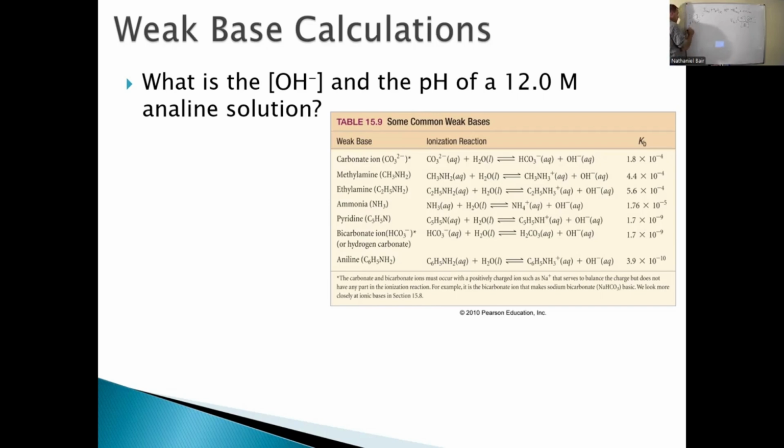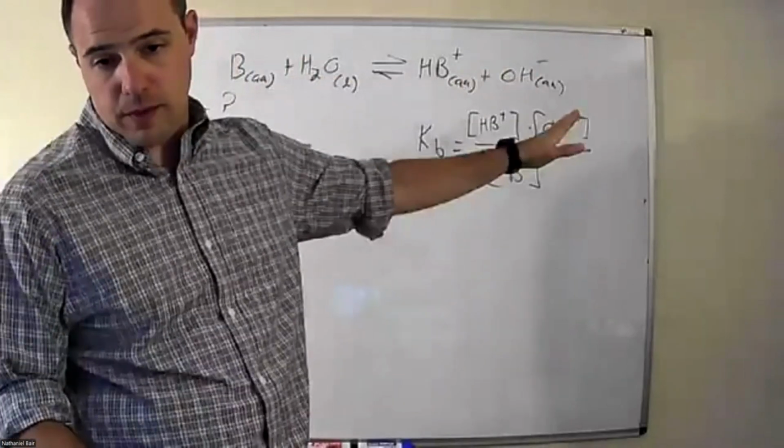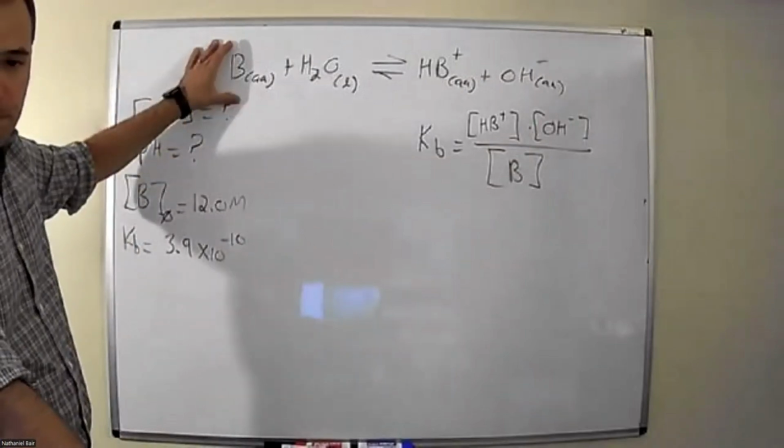And we have an initial base concentration of 12.0 molar, and I'm going to steal that Kb of aniline out of the chart, 3.9 times 10 to the negative 10th. So not a super good weak base. It's pretty darn weak. Now, here's the beautiful thing. You don't have to write the full equation. When you see that it's a weak base problem, just leave it as B plus H2O goes to HB plus hydroxide. And what you have is that initial aniline concentration, the initial concentration of B.